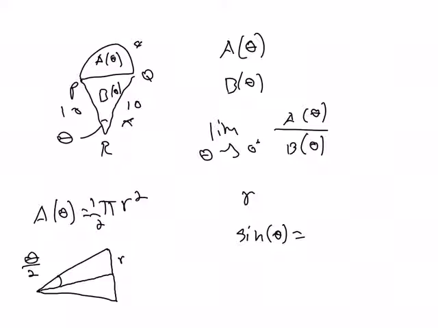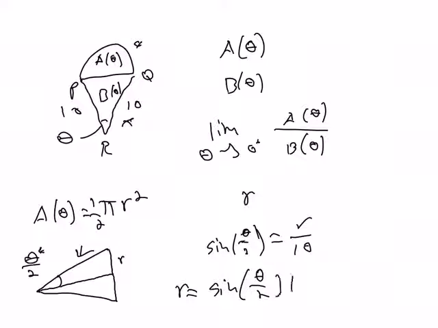And now what we're trying to do is find r in terms of the angle. So we're going to have sine of our angle over 2 is equal to the opposite. Sorry, that's a 2. It's equal to the opposite, which is r, over the hypotenuse, which for us is 10, where r is equal to sine of the angle over 2 times 10. So that's what we get r is.